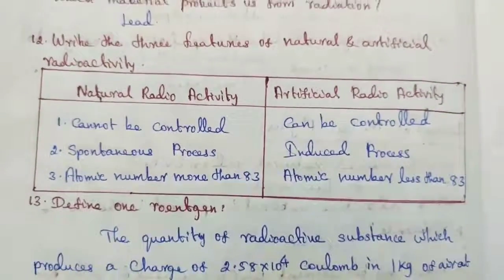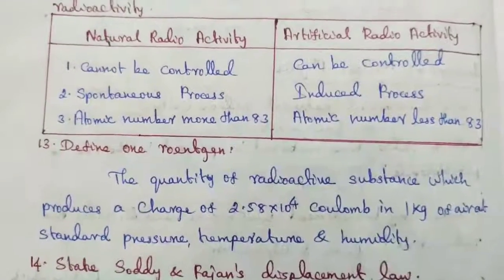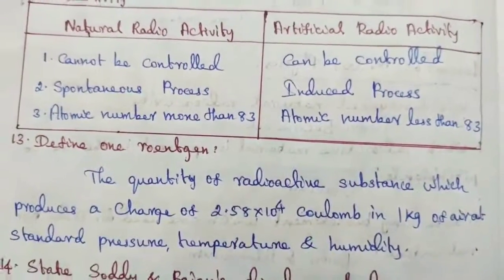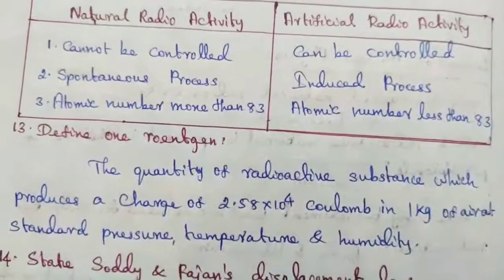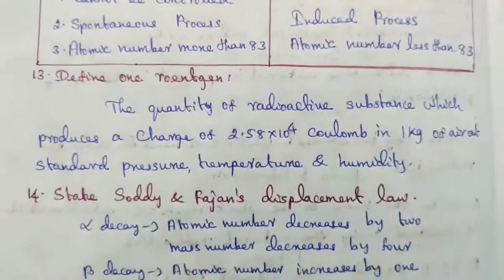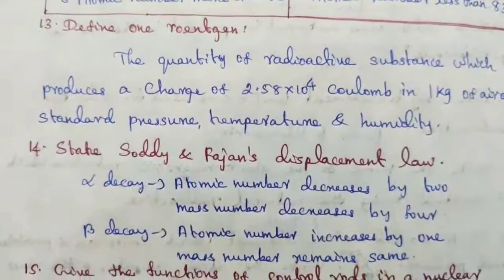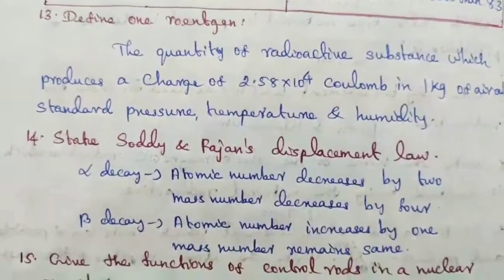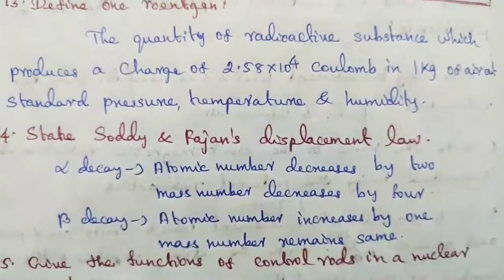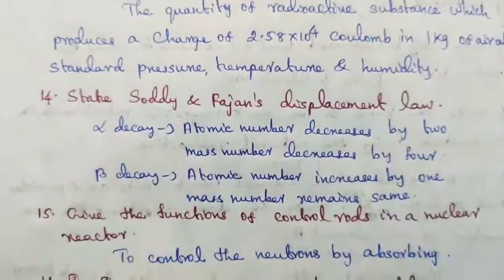Define 1 Roentgen. The quantity of radioactive substance which produces a charge of 2.58 × 10^-4 coulomb in 1 kg of air at standard pressure, temperature and humidity. State Soddy and Fajans' displacement law. Alpha decay: atomic number decreases by 2, mass number decreases by 4. Beta decay: atomic number increases by 1, mass number remains the same.